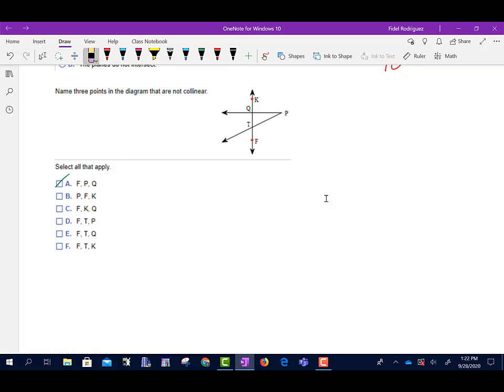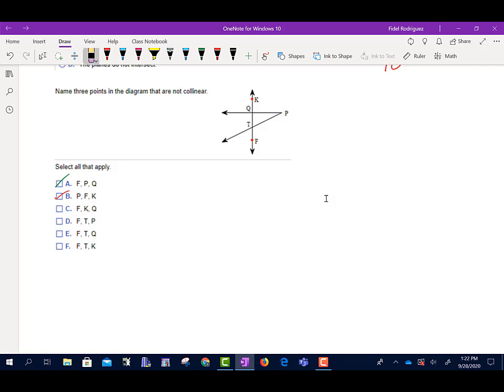P, F, and K. Yep, those are also non-collinear. Okay, so the first 2 so far work. We need to get 3 total. F, K, and Q. No, those are all on the same line, so we don't want that one.